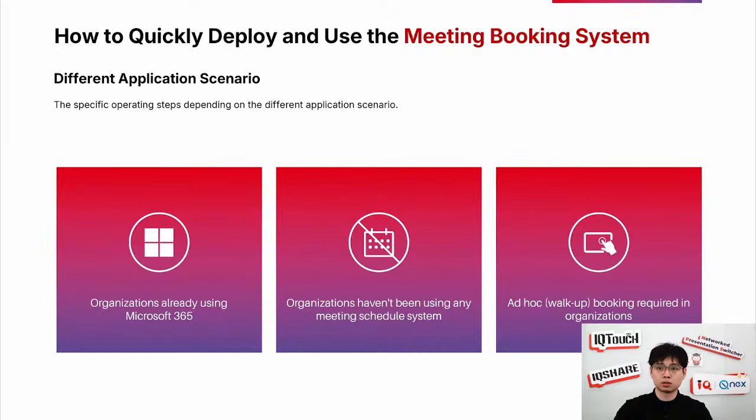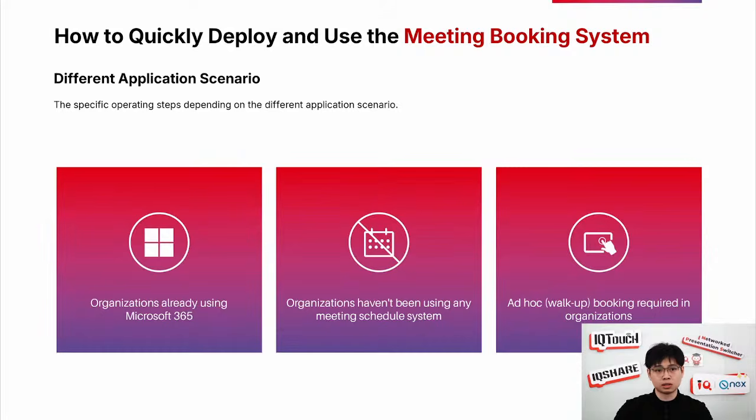Only one scheduling source can be synchronized to the room schedule panel at a time. In other words, each meeting room will operate based on a single scheduling system, either the Q-NEX native calendar or a third-party calendar integration. This design not only avoids potential scheduling conflicts between multiple calendar systems, but also meets the different application needs of different organizations. But different usage scenarios will need different operating procedures. There are three main application scenarios.